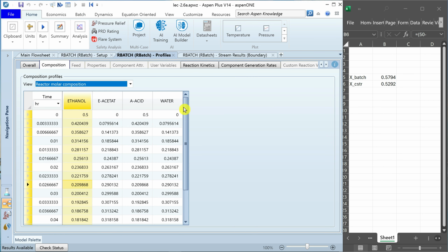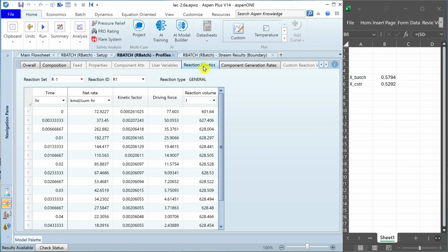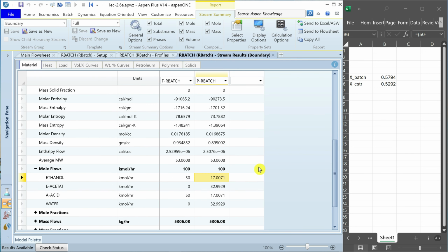See the results in the profile. As you can clearly notice, the total accumulated mass inside the reactor has increased to almost twice. To process this much amount of the reaction mixture, the reactor needs almost 628 liters volume, that is almost twice its previous value. In the stream summary results, you can notice that the continuous flow rate is still the same, as well as the reaction conversion.